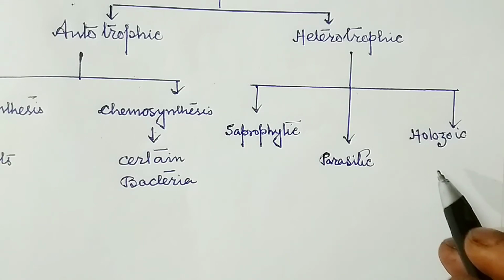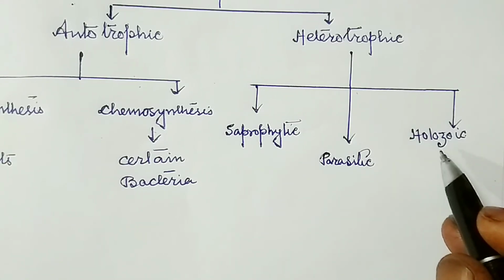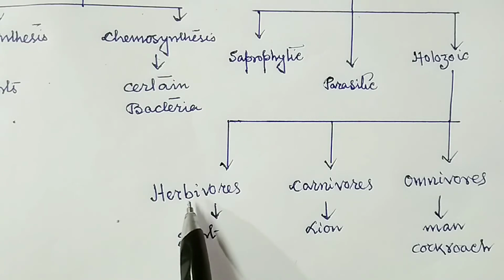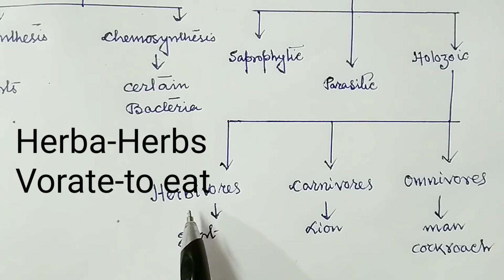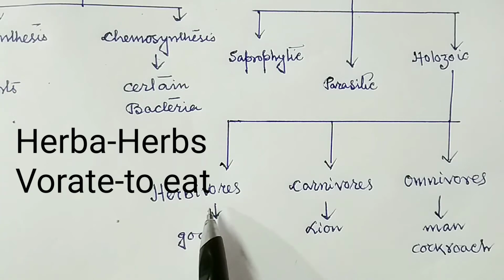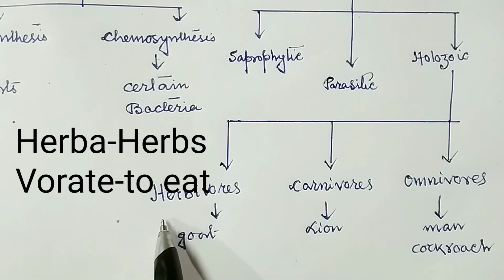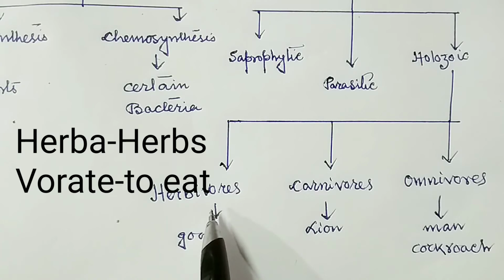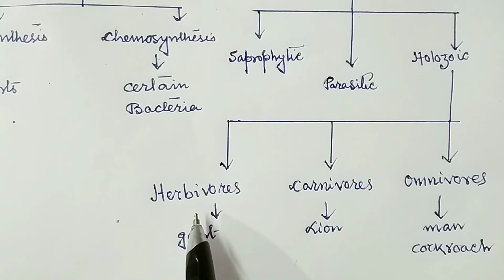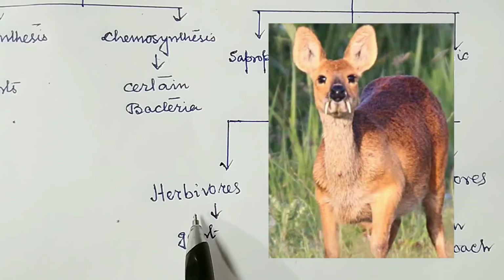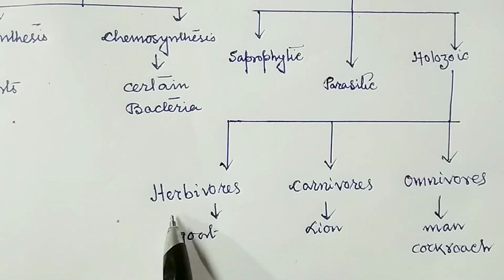Now, on the basis of food habits, this holozoic nutrition can be classified into three types: herbivores, carnivores, and omnivores. The word herbivore is derived from two words. One is herba and the second one is vorare. Herba meaning herbs and vorare meaning to eat. Those animals which feed only on plants and plant products are called herbivores. For example, goat, cow, buffalo. These animals are herbivores because they cannot take any food item other than herbs.